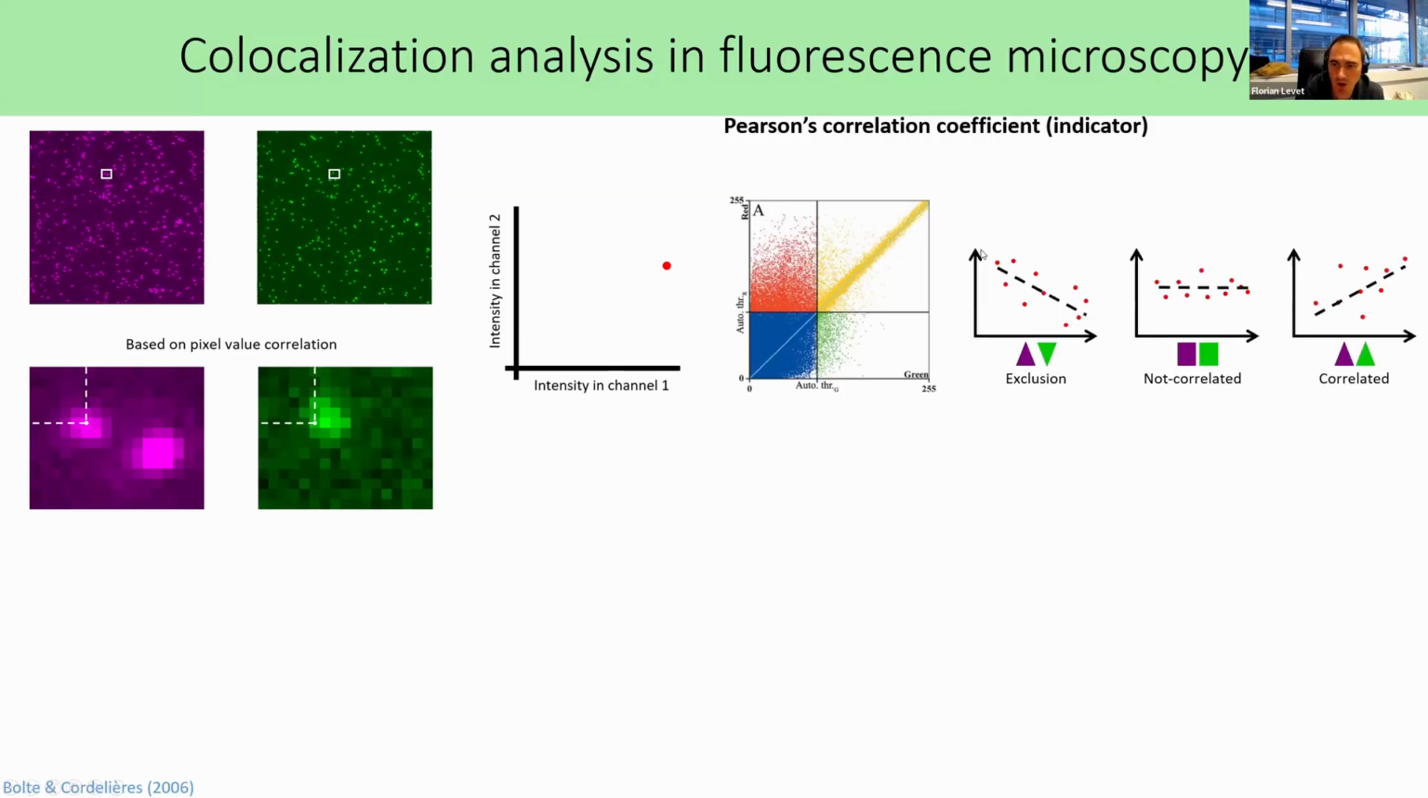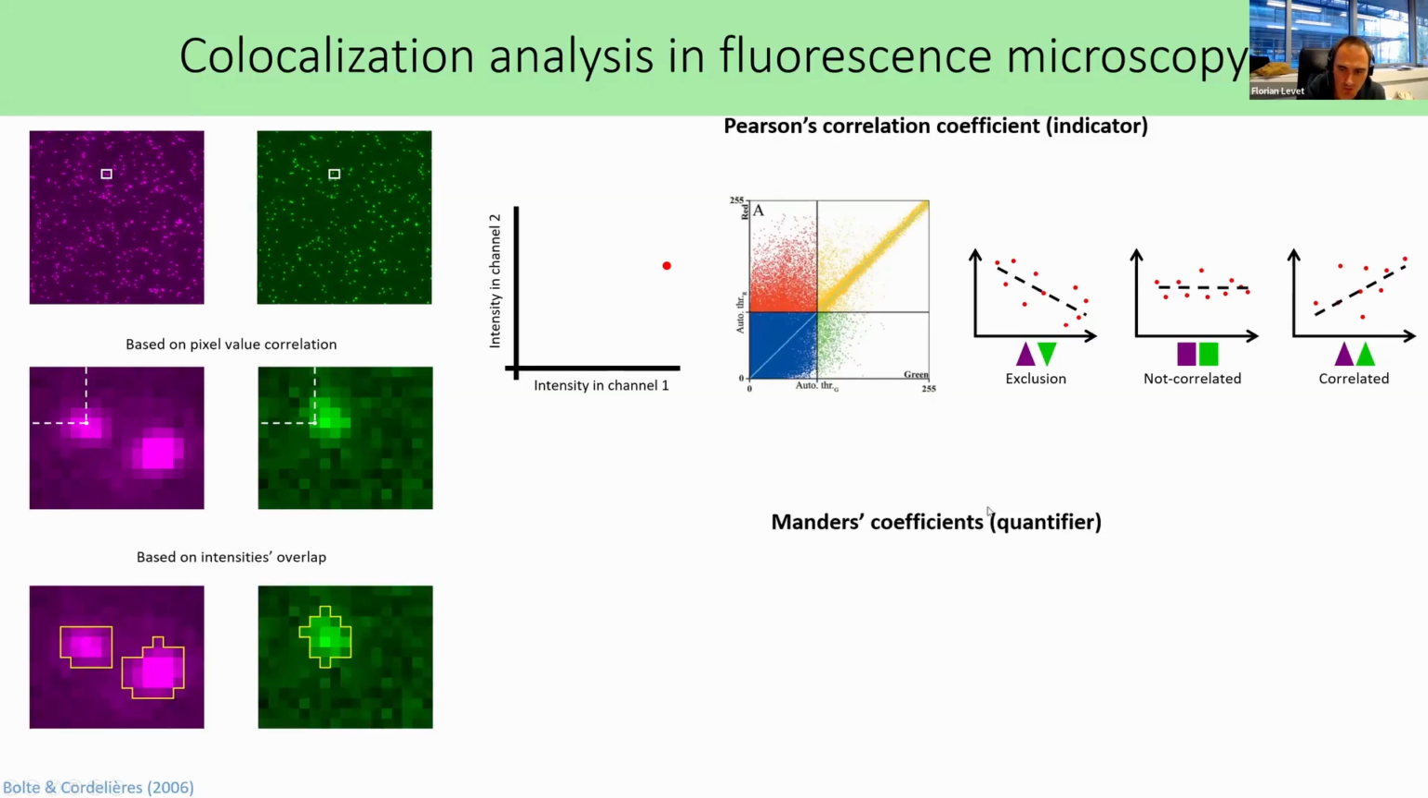And this will give you an idea of the correlation between your two images, meaning that the Pearson coefficient will have a value between -1 and 1. 1 is highly correlated, -1 is exclusion, and 0 is not correlated.